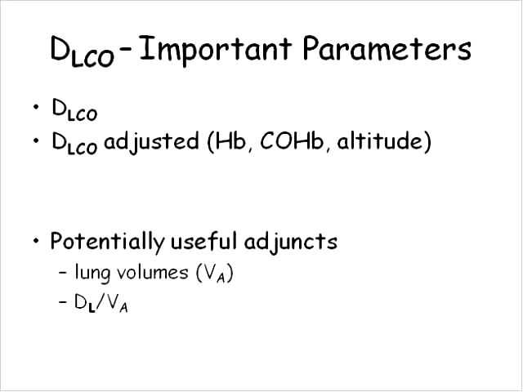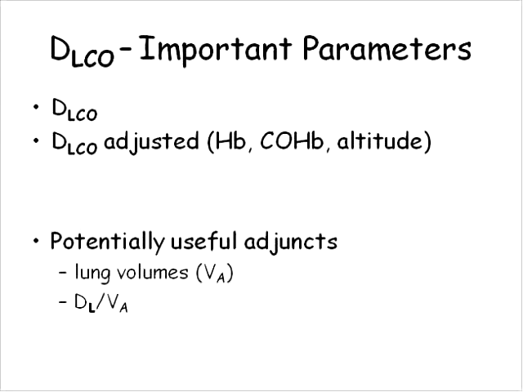Some of the other potentially useful parameters are things like the lung volumes and the DLVA. However, I think it's important to keep in mind that the DLVA is not a correction per se, because it doesn't decrease linearly with lung volume. So we can think of it as a way of explaining a reduced DLCO, but it's in no sense to be construed as a correction in the way we think of adjusting for hemoglobin or carboxyhemoglobin.